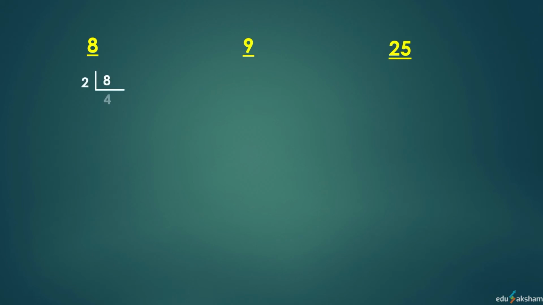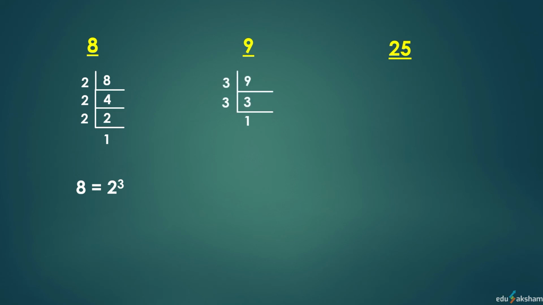Moving on to the next set of integers, we have 8, 9 and 25. The prime factors of 8 are 2, 2 and 2. So 8 can be represented as 2 cubed. The prime factors of 9 are 3 and 3. So 9 can be represented as 3 square. The prime factors of 25 are 5 and 5. So 25 can be represented as 5 square.